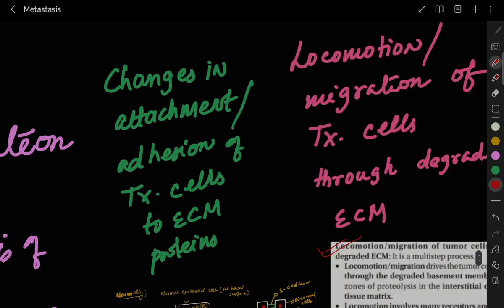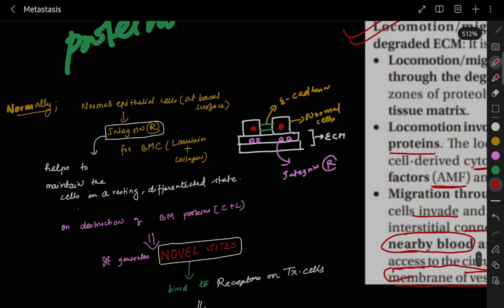Remember, the degradation is happening locally. Third step, we saw changes in the attachment or adhesion of the tumor cells to the extracellular matrix proteins. Here we saw that normally epithelial cells at the basal surface have an integrin receptor, right? And this integrin receptor is binding to the laminin and the collagen. Why? Because this helps to maintain the cell in a resting and differentiated state.